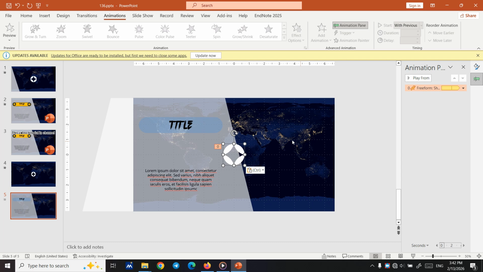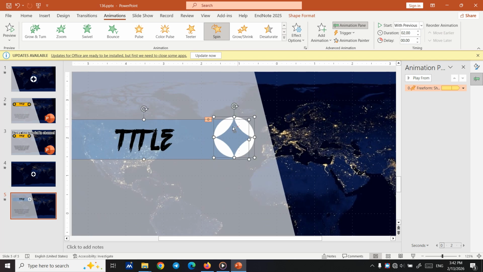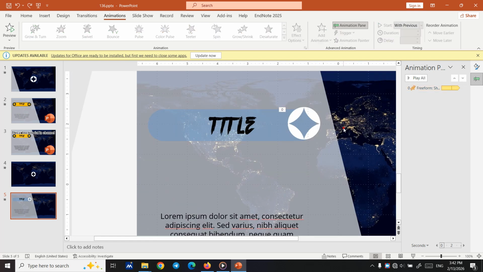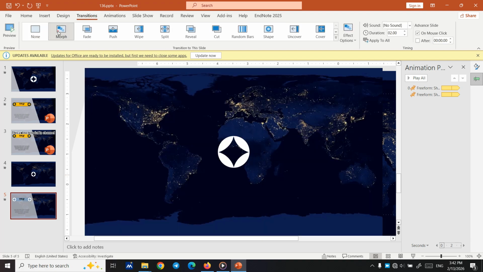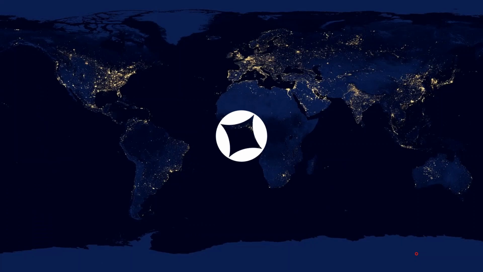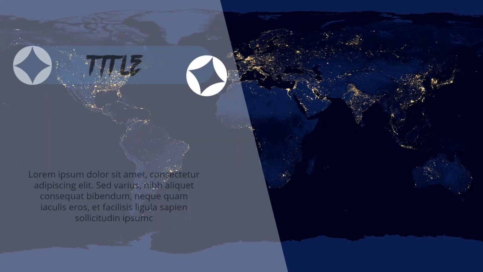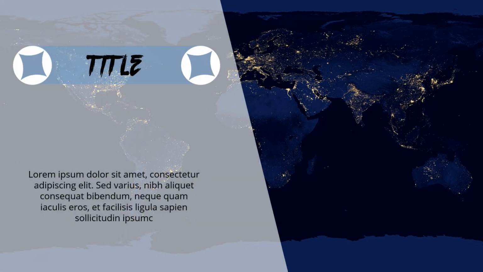After that, copy that, reduce its size to fit in, and then let it rotate. Okay, then set the transition to Morph, and your slide is ready. Let's take a look. You see, I hope you like it.